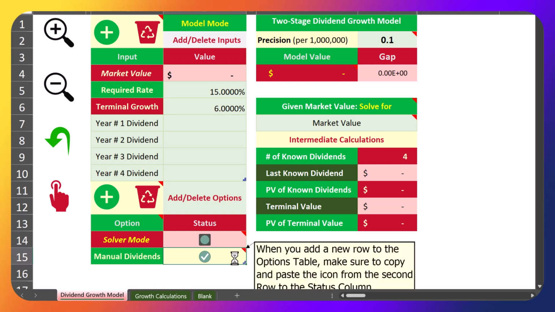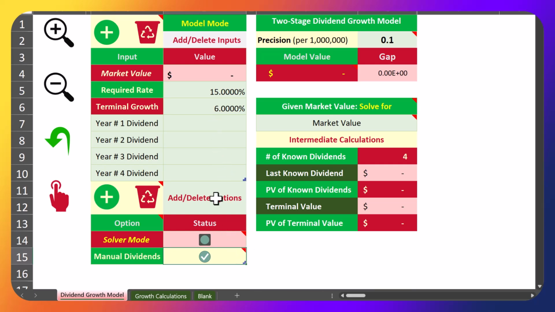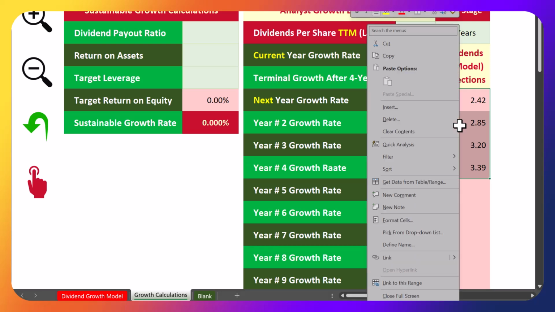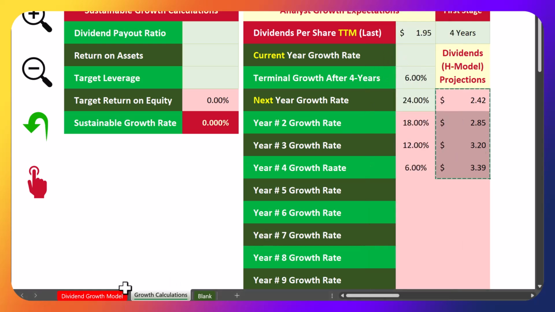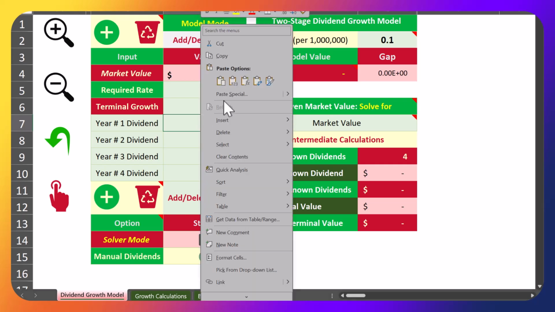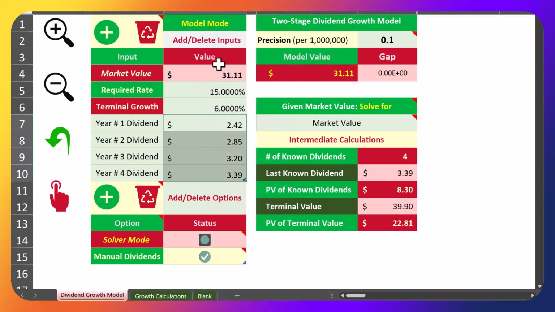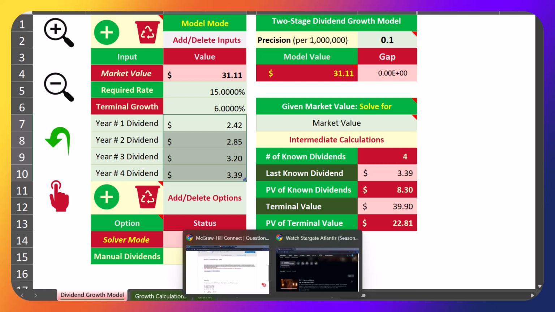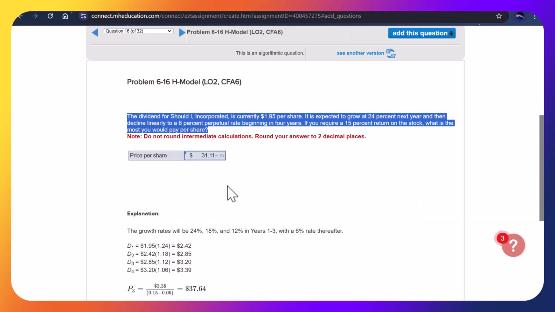Alternatively, let's go to manual dividend mode, which clears all of those. Go to growth calculations. Wherever you calculated your dividends, copy them, go back to dividend growth model, right click values. Obviously, it gives me exactly the same. Let's see if we get the same answer as the publisher did. Yes, we did.